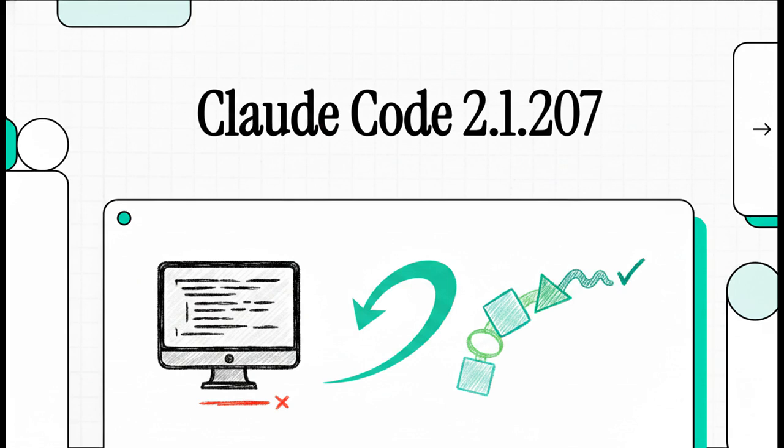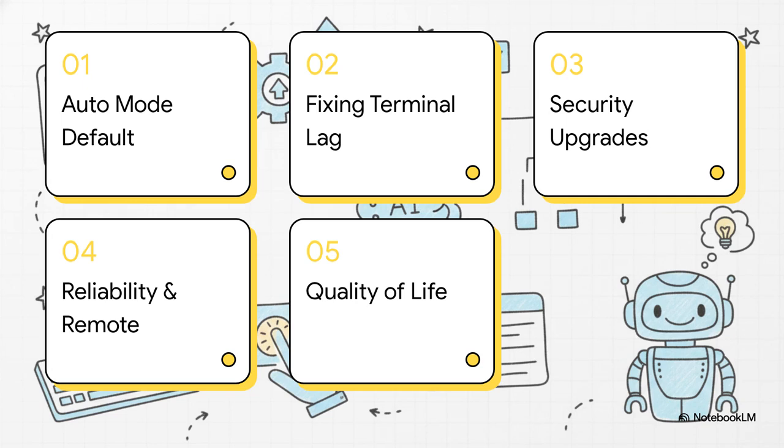And honestly, this entire update is built around fixing one main problem: those tiny annoying workflow interruptions. The solution? Getting completely out of your way. Let's see how they actually pull this off. Okay, so here's our roadmap for today. We're covering the new auto mode defaults, fixing that awful terminal lag, some crucial security upgrades, reliability and remote fixes, and finally, a few essential quality of life updates.